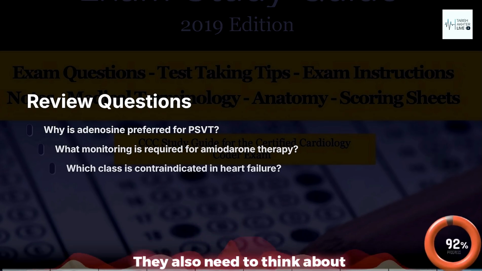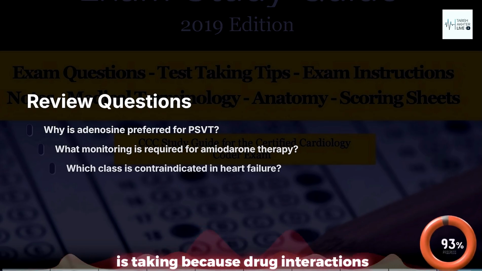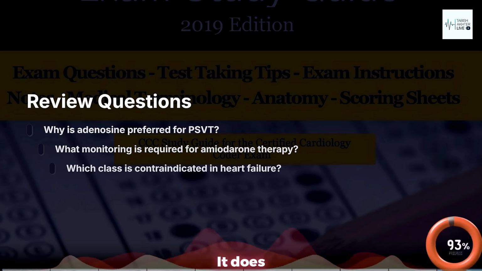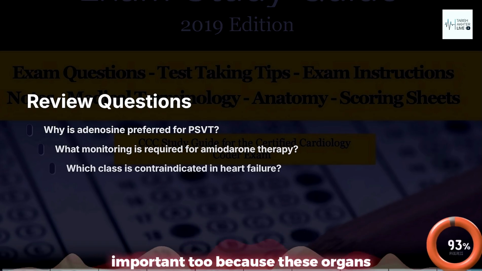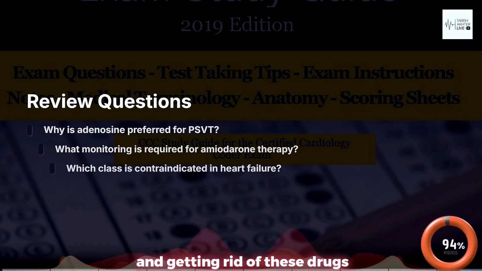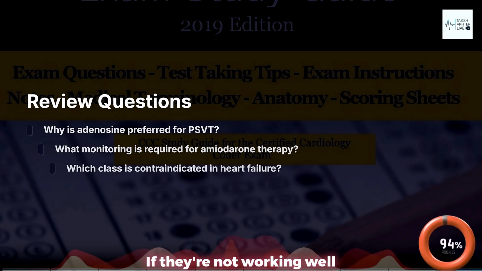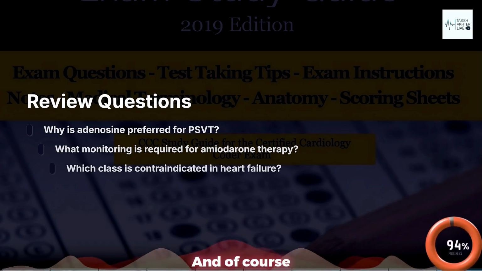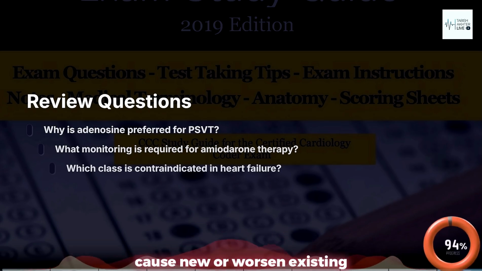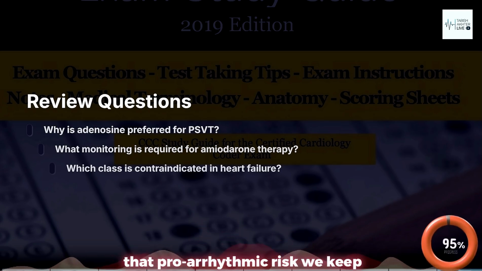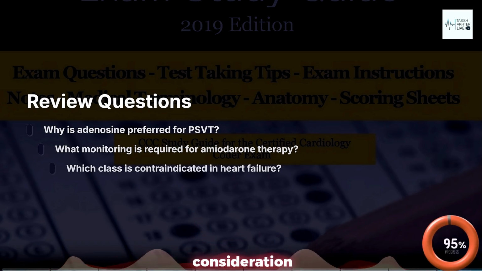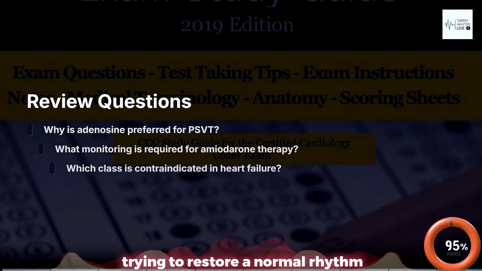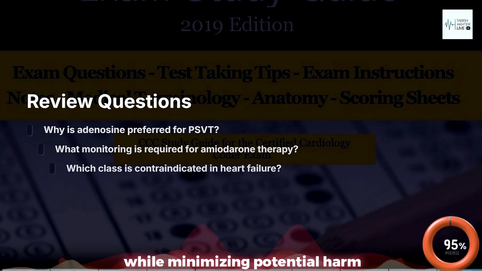They also need to think about any other medications the patient is taking because drug interactions are a huge concern with antiarrhythmics. Adds another layer. It does. Kidney and liver function are important too because these organs are responsible for processing and getting rid of these drugs from the body. If they're not working well, drug levels can build up. Toxicity risk increases. Precisely. And of course, the potential for the drug to cause new or worsen existing arrhythmias, that proarrhythmic risk we keep talking about, is always a major consideration, maybe the biggest one sometimes. It's a delicate balance, really, trying to restore a normal rhythm while minimizing potential harm.